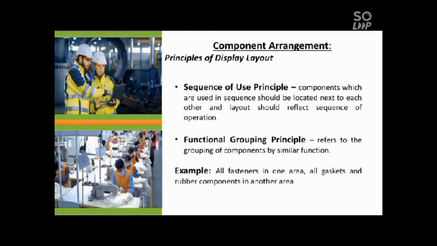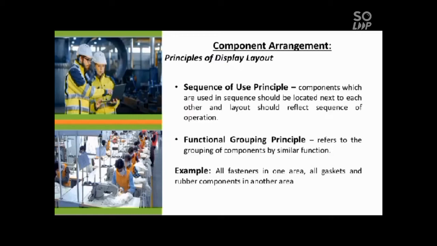Once the general location has been determined for a group of components, that is, the most frequently used parts for assembly, the principles of functionality and sequence of use must be considered. The sequence of use principle: components which are used in sequence should be located next to each other, and layout should reflect sequence of operation. The functional grouping principle refers to the grouping of components by similar function. For example, all fasteners in one area, all gaskets and rubber components in another area.